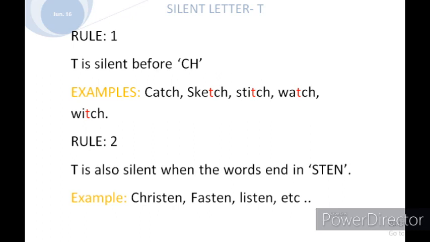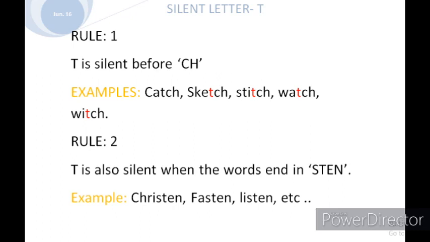For example, catch, sketch, stitch, watch, which. Here C-A-T-C-H, catch, but we are pronouncing it as catch. We are not spelling it as catch. Next, second rule: T is also silent when the word ends in S-T-E-N.